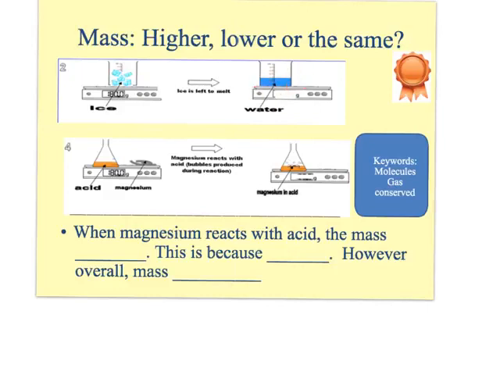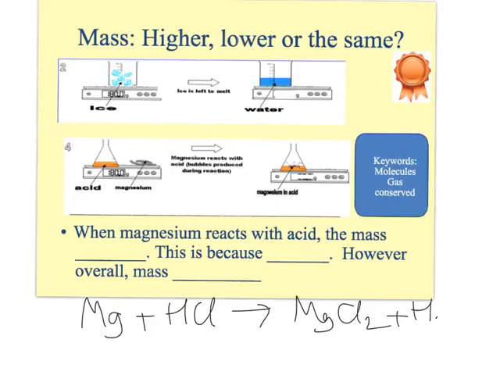And in lesson 4, we also talked about this experiment, which is adding magnesium to acid. And remember that we said that when magnesium reacts with acid, the mass decreases. This is because the gas escapes. However, overall mass is conserved. Because you have Mg plus HCl going to MgCl2 plus H2. So you have one atom of magnesium reacting with 2 formula units of hydrochloric acid to give you 1 formula unit of MgCl2 and 1 of H2.